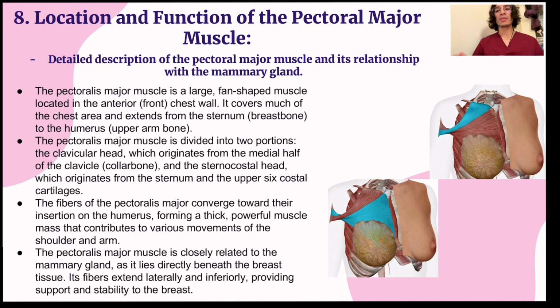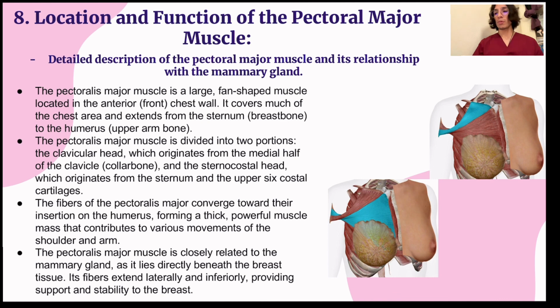Okay, the pectoralis major muscle is a large, fan-shaped muscle located in the anterior, in the front part of the chest wall. It covers much of the chest area and extends from the sternum, breastbone, to the humerus, upper arm bone. The pectoralis major muscle is divided in two portions.